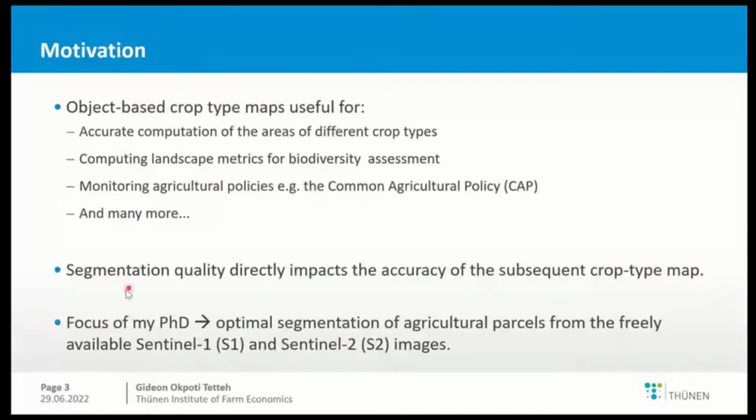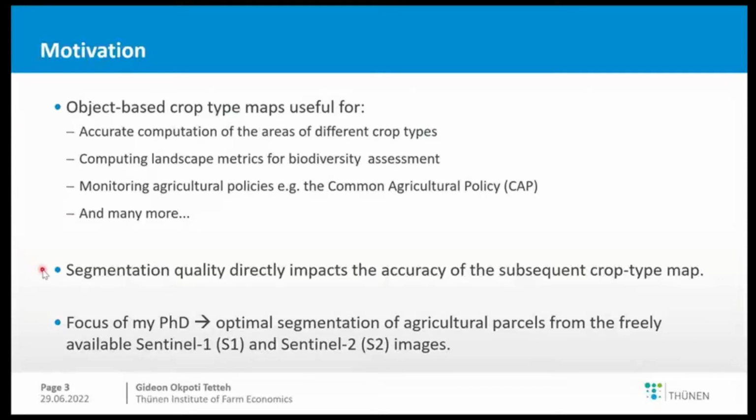So the question is, how useful is an object-based crop type map? Of course, it can be used in the accurate computation of the areas of different crop types. It can be used also in computing landscape metrics for biodiversity assessment, and also for monitoring different agricultural policies. For example, in Europe, we know about the common agricultural policy, and of course, there are many more things you can use this data for, be it crop modeling or crop rotation analysis.